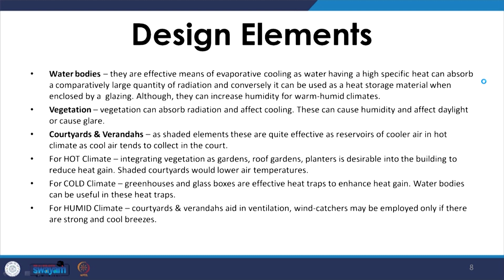When we are talking about design elements, we talk about the water bodies, where should they be placed. We are talking about vegetation. Now, each of these design elements has impacts on temperature, on humidity, on air. So, vegetation can absorb radiation and it can affect cooling, it can also channelize the air.